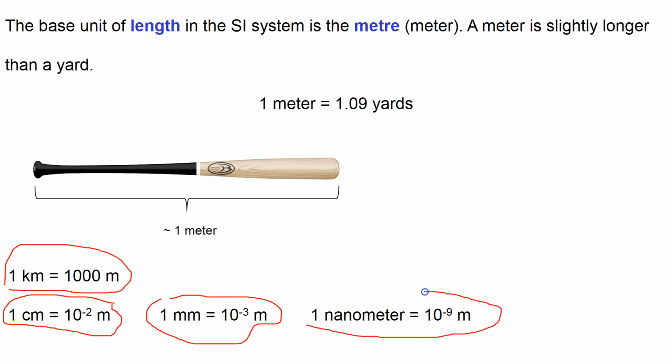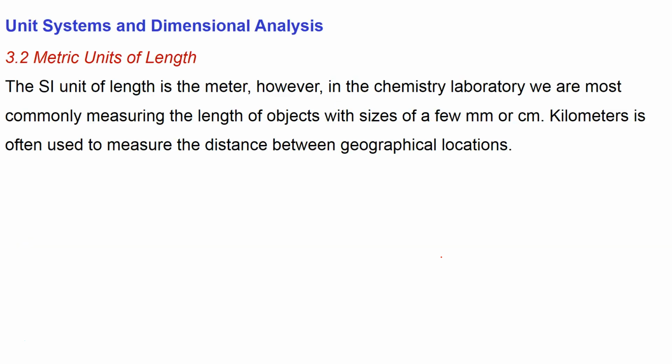Another common unit of length in science is the nanometer, where nano is the decimal prefix equivalent to a power of 10 to the minus 9. The nanometer is used a lot when we're talking about light. Visible light has wavelengths of hundreds of nanometers. You'll see that in Chemistry 162, 163. Okay, so that's really the basics of the metric units of length.